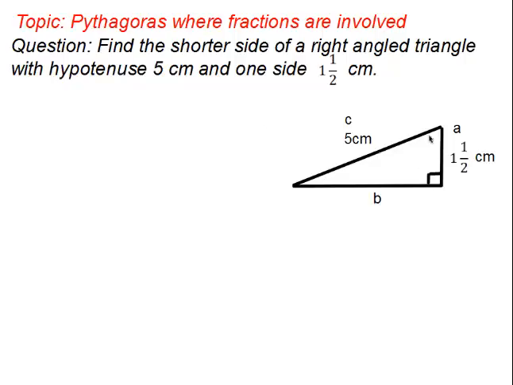Here we go, hypotenuse 5 centimetres and labelled as C. One side 1.5, labelled as A. And the unknown side, the side we want to find, is being labelled as B.